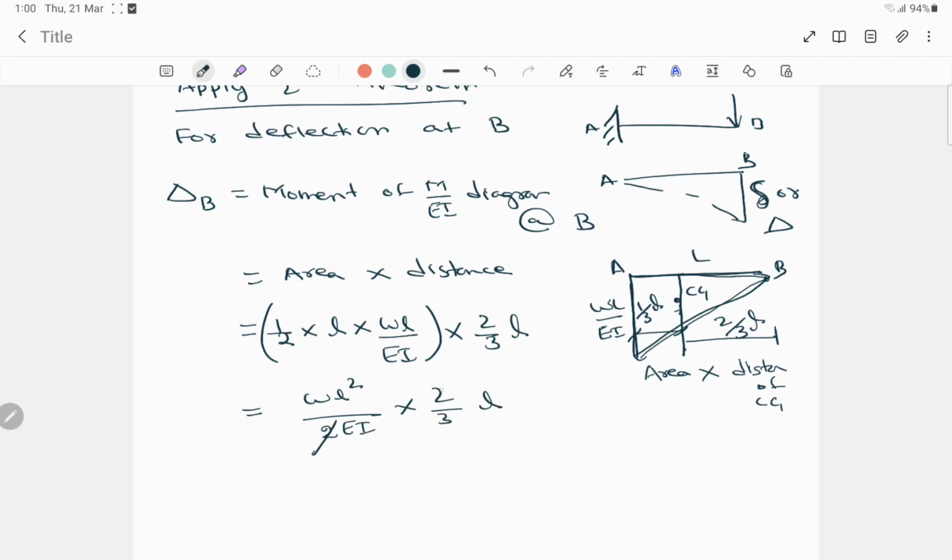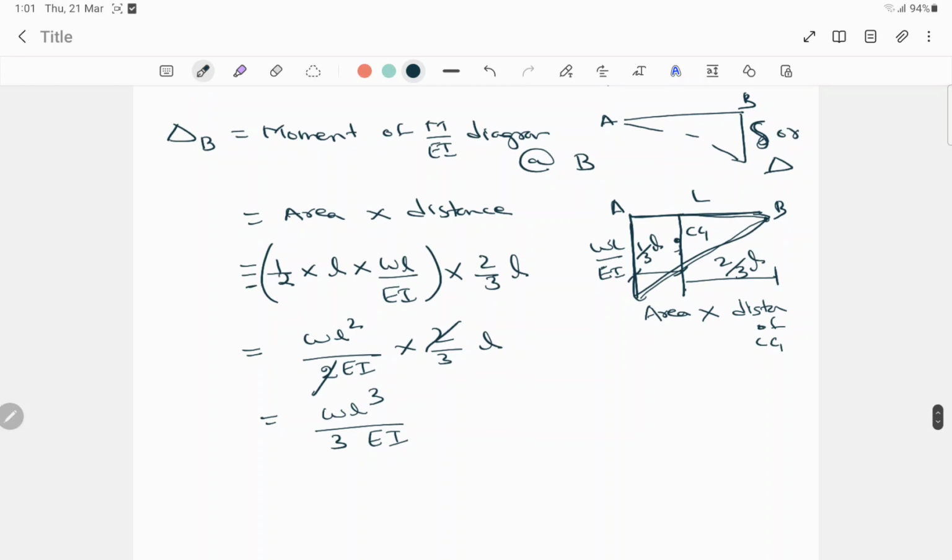So this 2 and this will get cancelled. What will remain is WL cube upon 3EI, right? And this one will be negative because it's in the downward direction. So delta B is equal to minus WL cube upon 3EI. So this is the deflection value for point B.